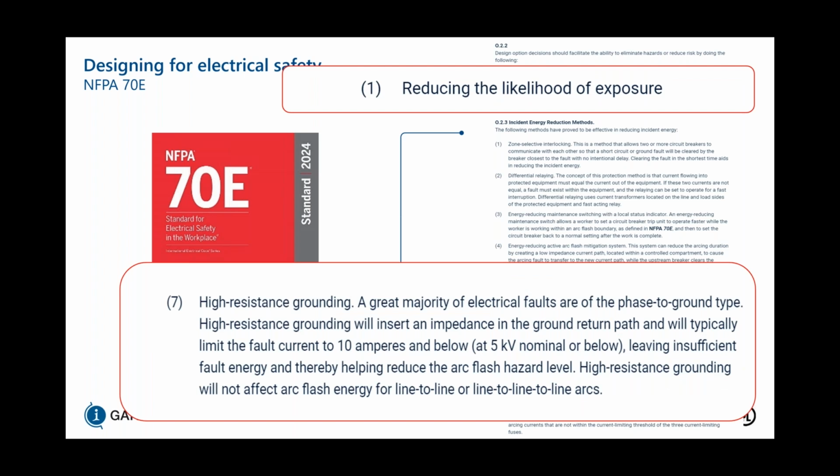So NFPA 70E is a standard for electrical safety in the workplace. We also have an equivalent one in Canada, which is CSA Z462. Inside Annex O.2.2, it says that design option decisions should facilitate the ability to eliminate hazards or reduce risk by doing the following. Reducing the likelihood of exposure is one of those points.